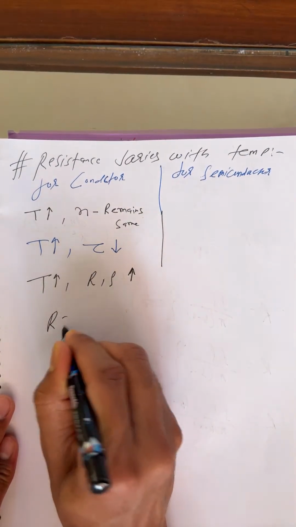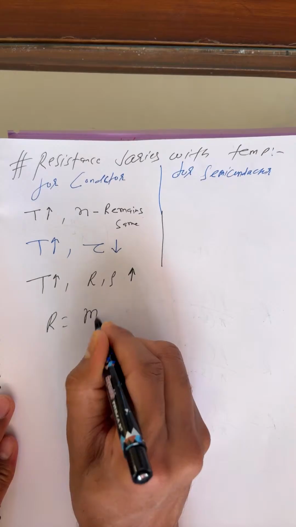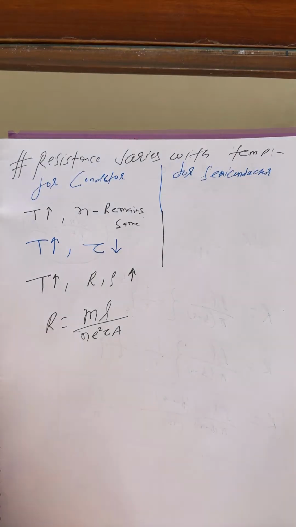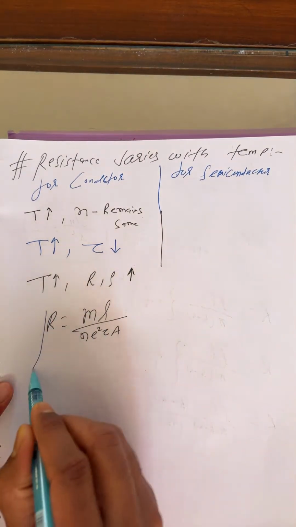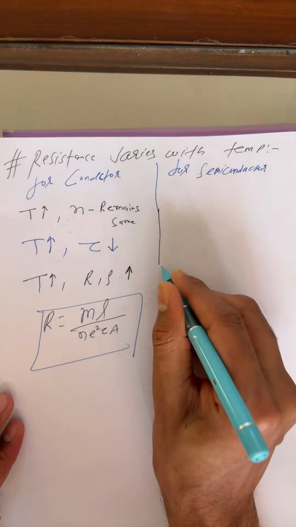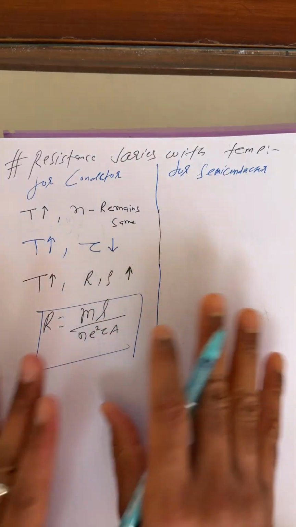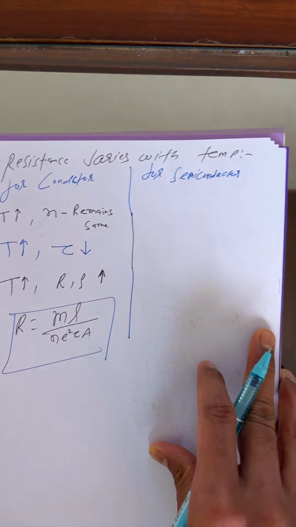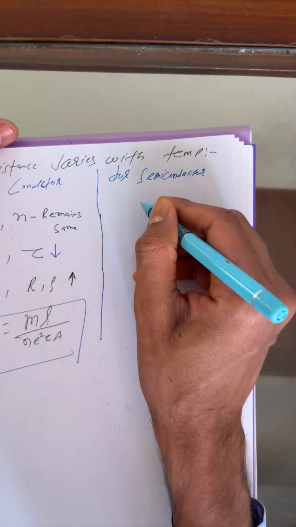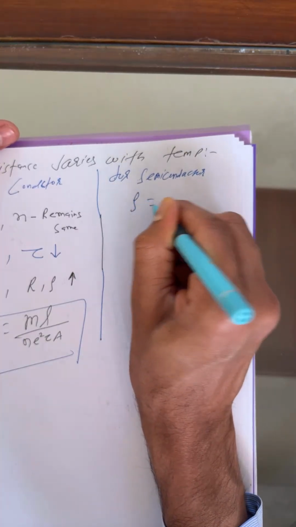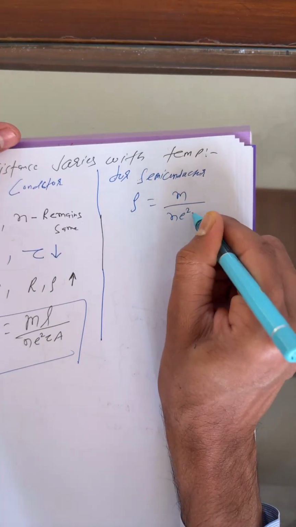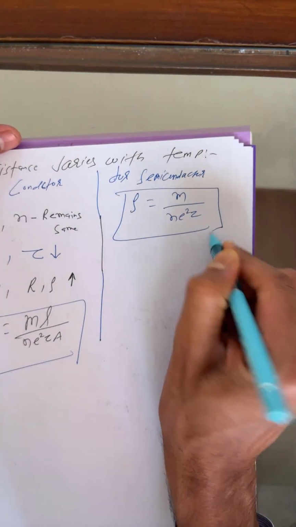Simple. You can apply the formula here. R is equal to m l upon n e square tau into a, as I just said. You will get an entire explanation which I wrote. In a normal class you can spend minimum 10 to 15 minutes discussing these points in detail, but here my intention is to discuss more about numericals. Rho is m upon n e squared tau. This is the formula for rho.